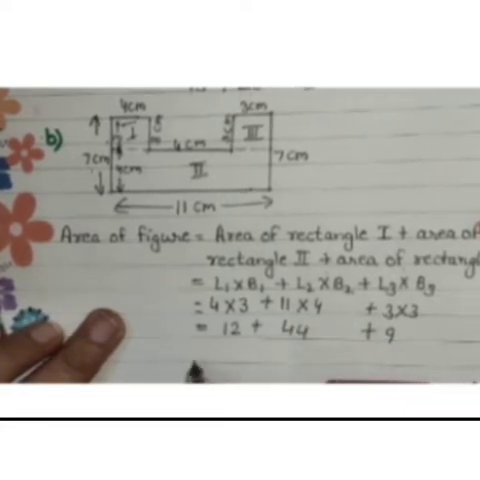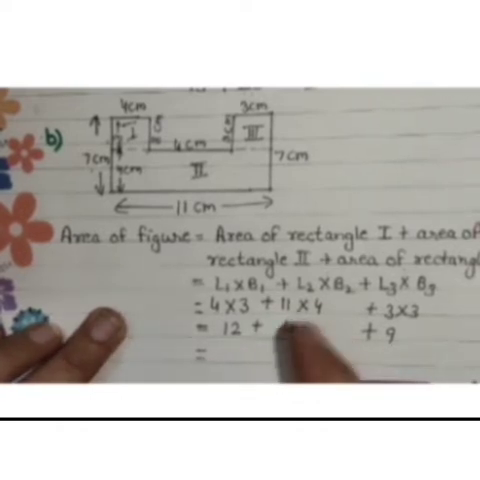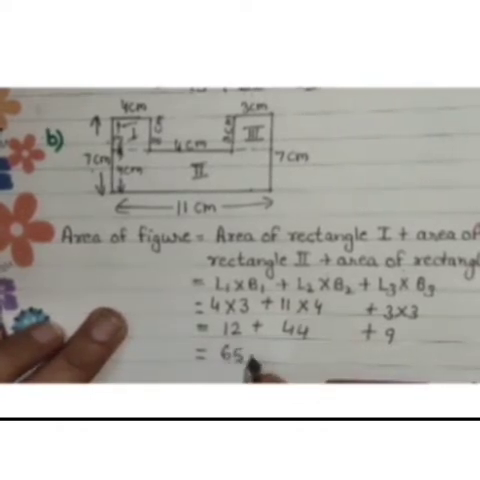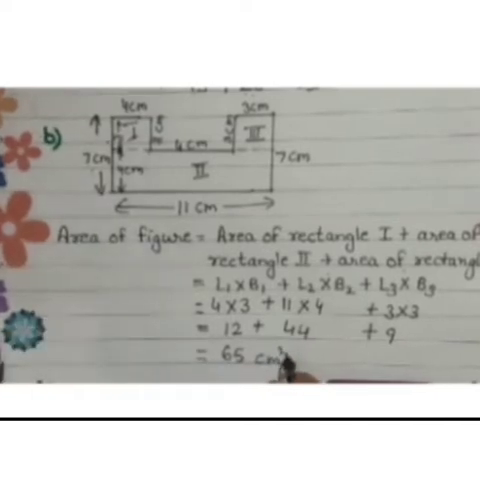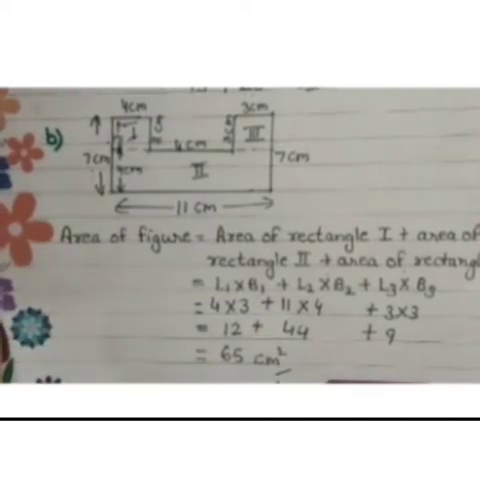Now adding the area of these 3 rectangles, we can easily find out the area of figure. 12 plus 9, 21 plus 44, 65. Here 65 centimeter square is the area of this figure.